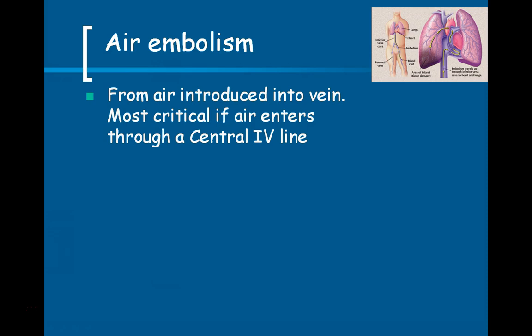So often, if the air enters through a peripheral site, it breaks up into smaller bubbles before it reaches the heart. And that's why sometimes it doesn't cause as great a problem as if the air is going into a central line, which, when we talk about central lines, you'll see that the cannula ends in the superior vena cava right next to the heart, so much more dangerous. However, case studies have shown air embolisms, even with small amounts of air being introduced into peripheral lines. So we have to be careful about that.